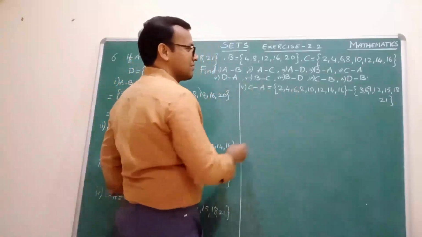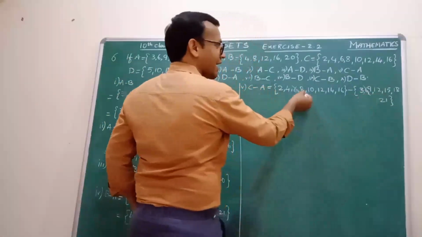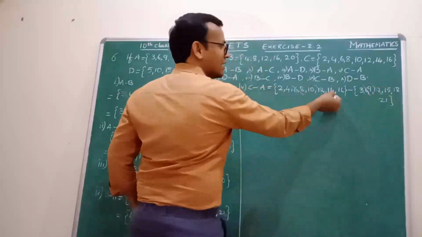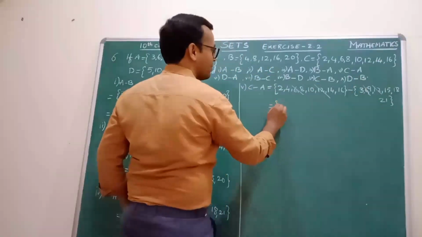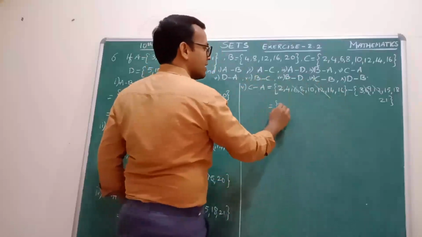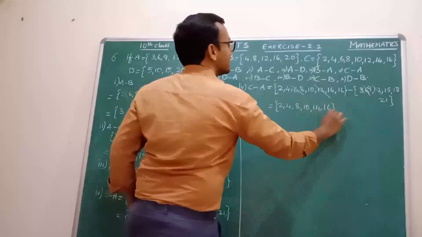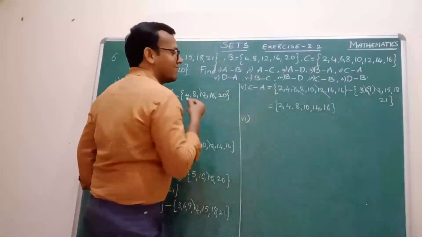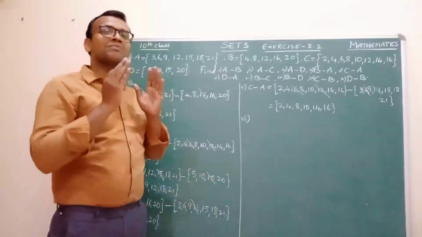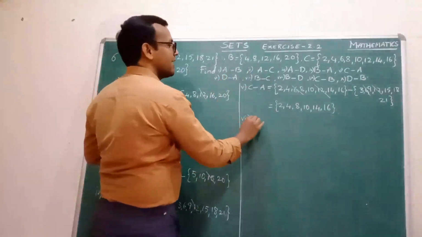Okay, now let's do it here. Cancel the common elements. So 2, 4, no. 6 is the common element in both. 8, no. 10, no. 12 is the common element. 14, no. 16, no. Now the second step is to write the elements which are left in the first set. So what is that? 2, 4, 8, 10, 14 and 16. This is C minus A. Let's go for the sixth one. See children, it may look long but it is pretty easy to solve. Sixth one, D minus A.